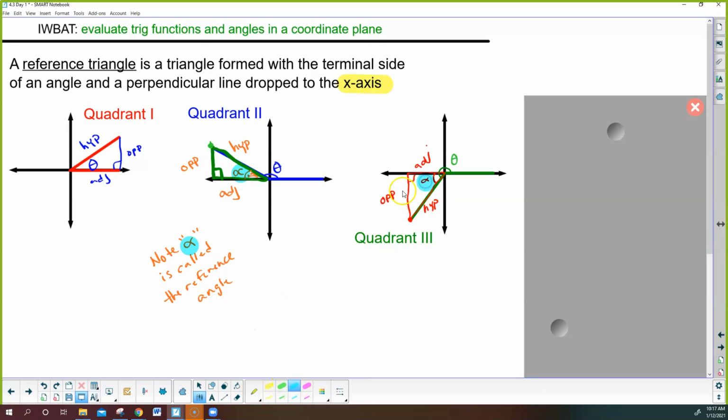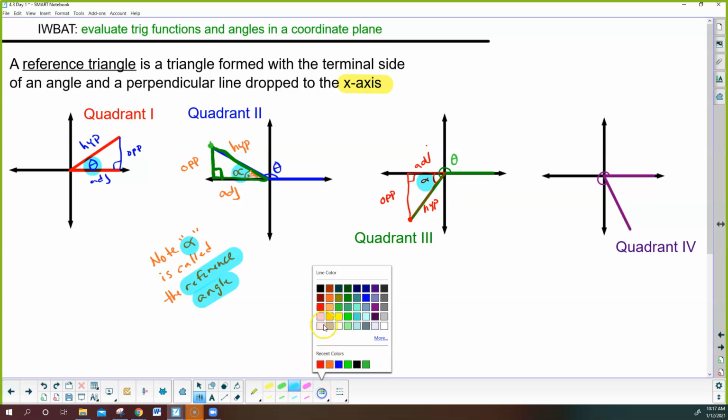And I'll put this little highlighter here because that's the same reference angle that we just referred to. But you know what? I could do this. This is a reference angle because it's a nice triangle and it's less than 90 degrees. So anytime you have an acute angle in quadrant 1, it is your reference angle. But anytime you're outside of quadrant 1, you need to find the reference angle.